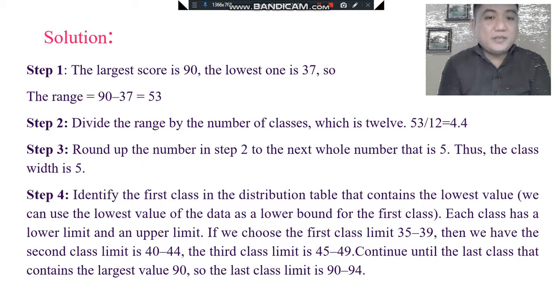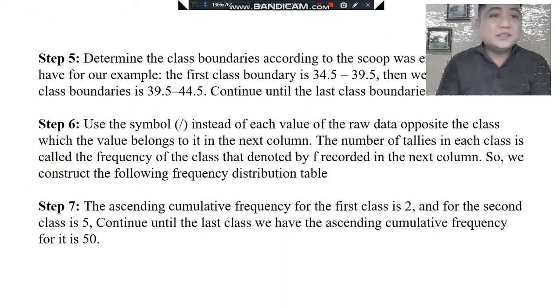To identify the first class in the distribution table that contains the lowest value, we can use the lowest value of the data as a lower bound for the first class. Each class has a lower limit and an upper limit. So, for example, 35 is the lowest, then 39 is the highest limit for that class. And so on and so forth until we reach the largest score. Step number 5, determine the class boundaries. For the class boundaries, we need to subtract 0.5 from the lower limit and add 0.5 to the upper limit.